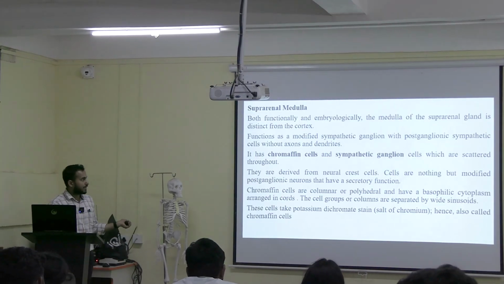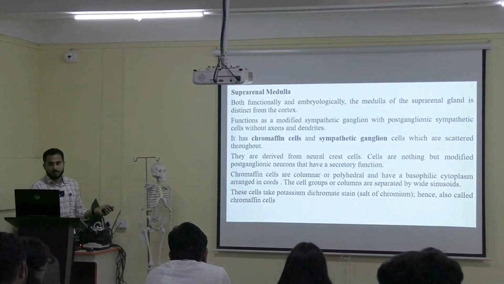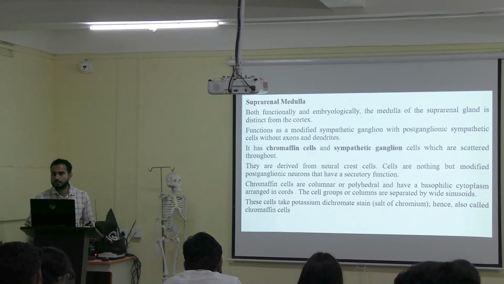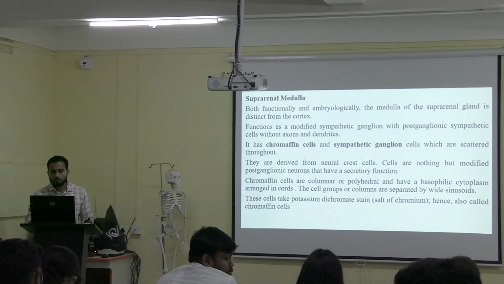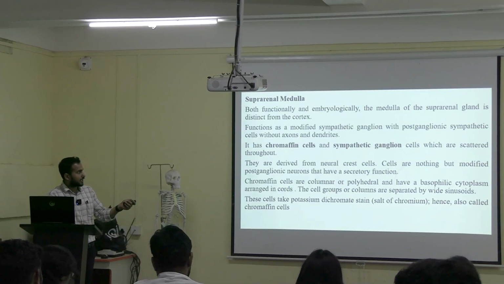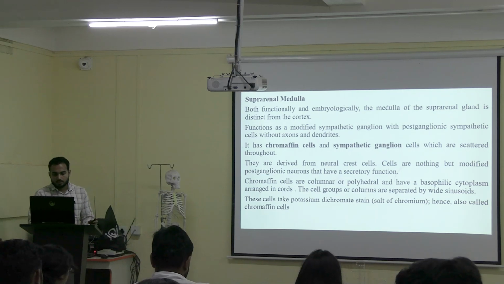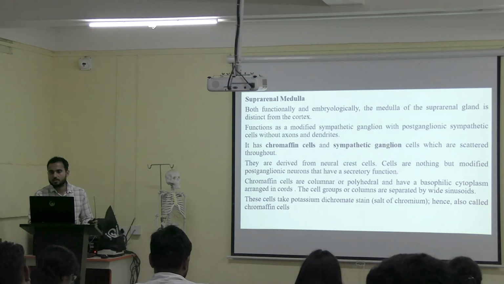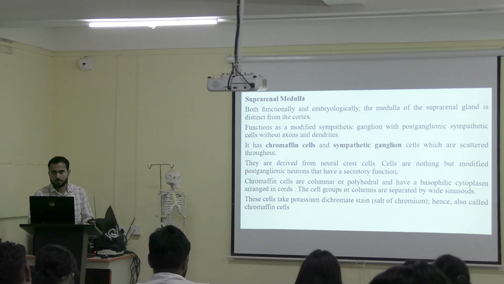So what is present in the medulla? Okay, so medulla is functionally, structurally, embryologically different than the cortex. Okay, mainly two types of cells are there. As you can see, chromaffin cells are there and sympathetic ganglion cells are there. Okay. Now, if you see the chromaffin cells, why they are called as chromaffin cells? Because they take a stain that is called as potassium dichromate. That's why it is called as chromaffin cells. Okay.